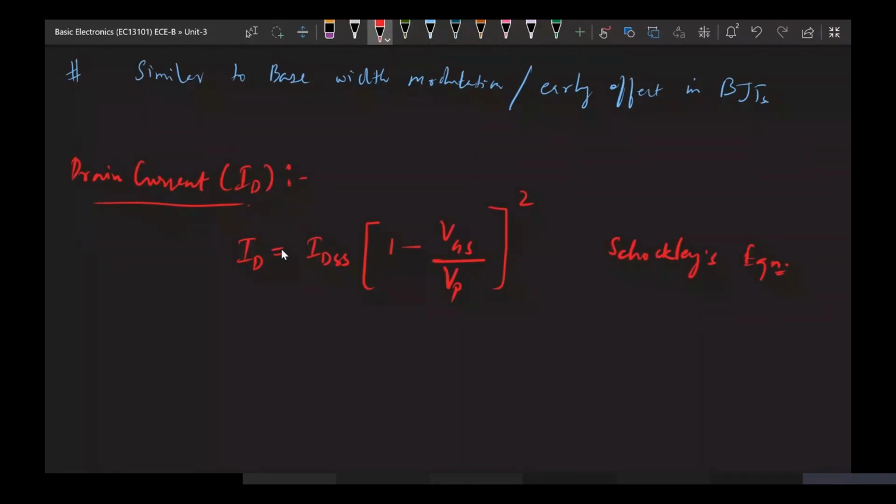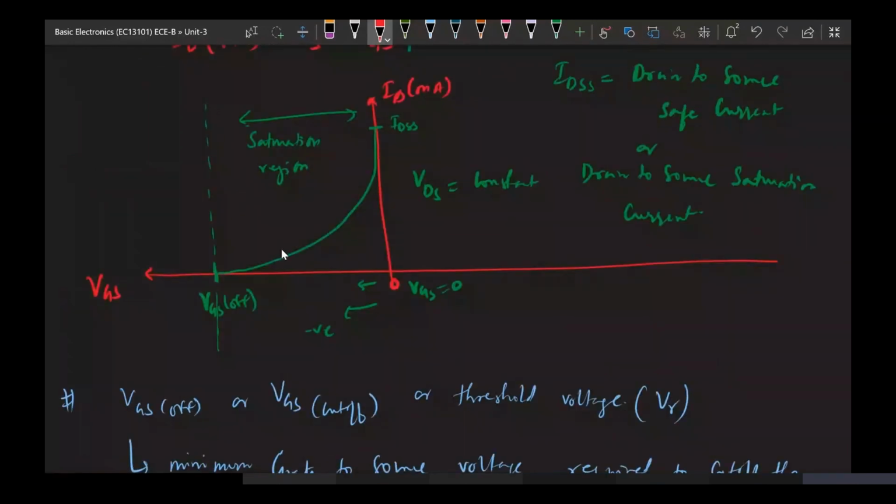So ID is related to IDSS. This IDSS is the maximum current that can flow through the JFET when VGS is equal to 0. Okay, we can just see this from the transfer curve also. So this is IDSS, or this is the current when the pinch off has occurred. After that the current that will be flowing is IDSS. So with respect to transfer characteristics, this IDSS is the current when VGS is equal to 0.